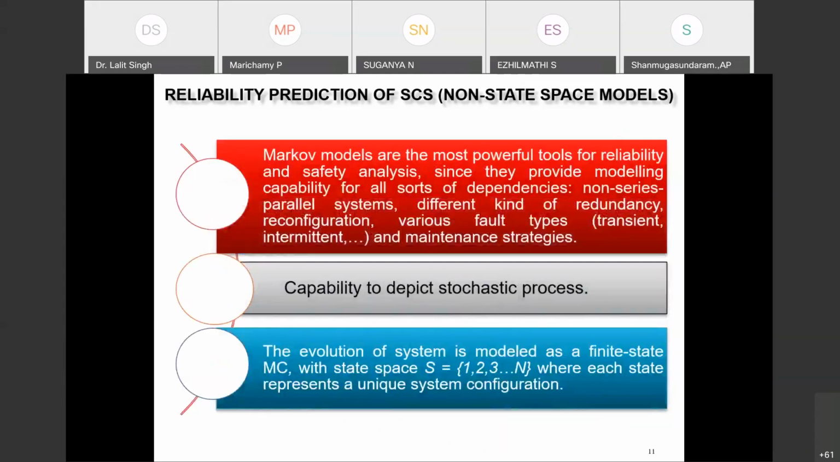Now, Markov models have proven to be very powerful tools because they provide modeling capability for all sorts of dependencies, and they can depict stochastic processes. And if we talk about the basic building blocks of these Markov chains, they contain the states and the transition probabilities between those states, or on those states.